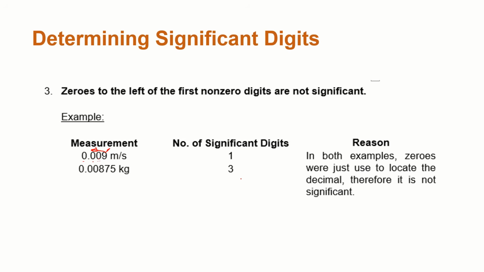So dito naman, another example. So ito yung first non-zero digit natin. So all zeros to the left of this first non-zero digit are not significant. So kung bibilangin natin, 3 significant digits lang tong number na to. So dito ang reason natin: in both examples, zeros were just used to locate the decimal. So therefore, it is not significant.